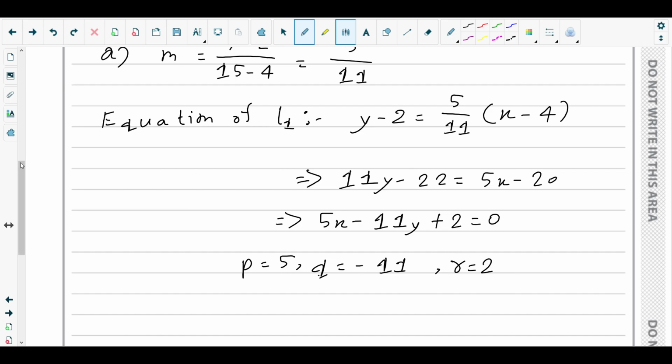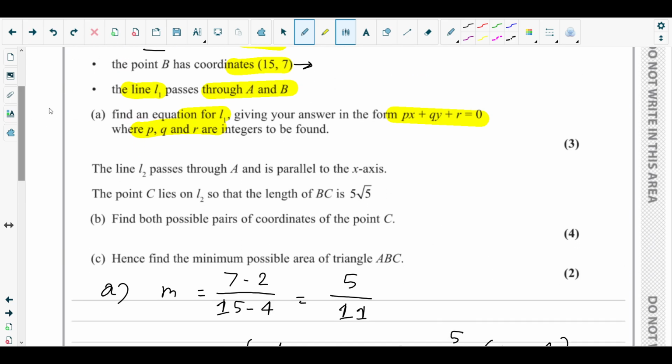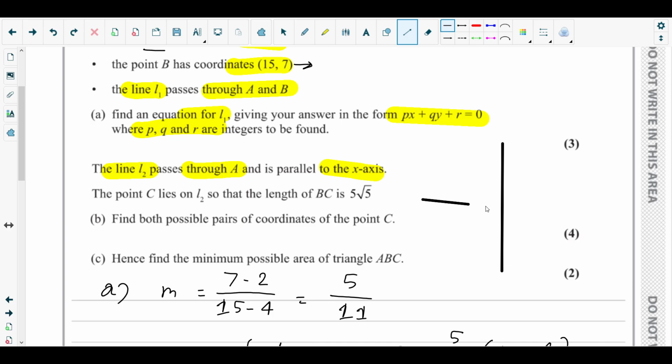Next, part B. What they have asked in part B is that the line L2 passes through A and is parallel to the x-axis. If a line is parallel to the x-axis, then what would be its gradient? The x-axis is horizontal, so it would be a horizontal line, like this. A line parallel to the x-axis. So this is the line L2.